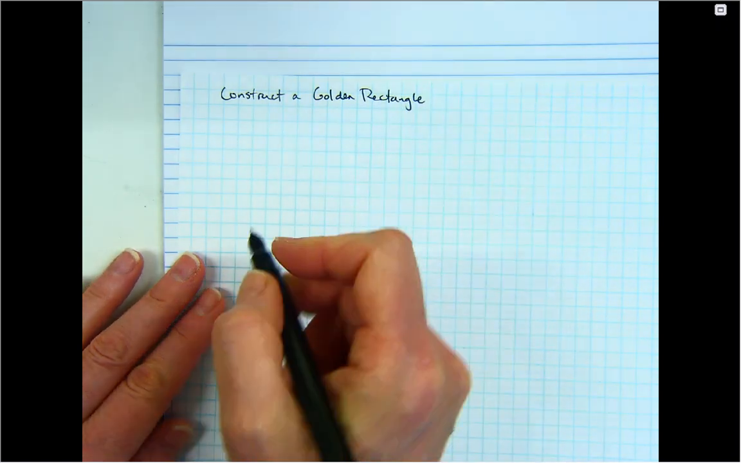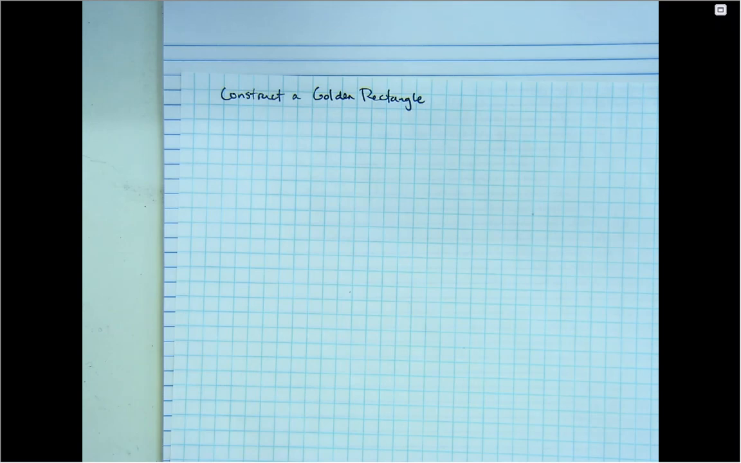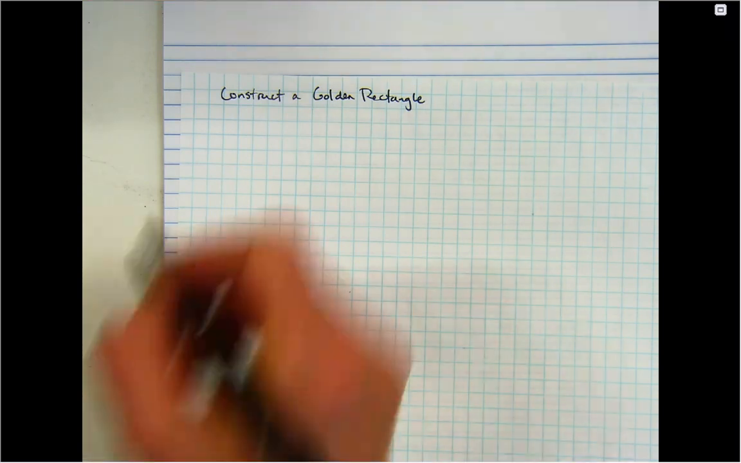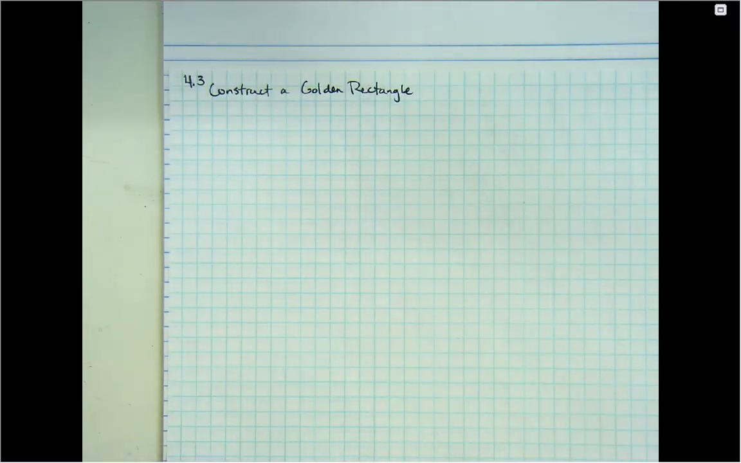We're going to construct a golden rectangle. I can't keep the section number in mind. Are we in 4.3? Thank you. This is actually a class activity, so we want to make sure we get this. Plus, it's going to be on a quiz, so there's another reason to be sure you need it.